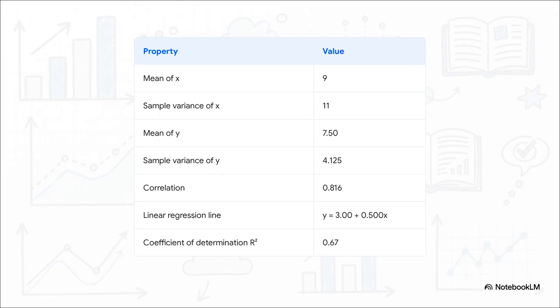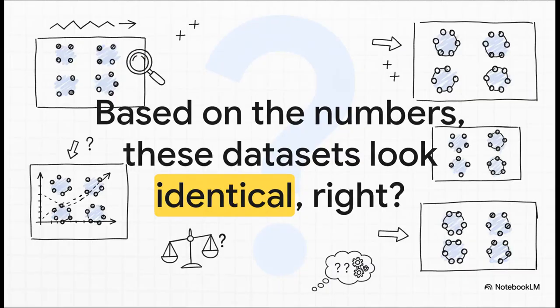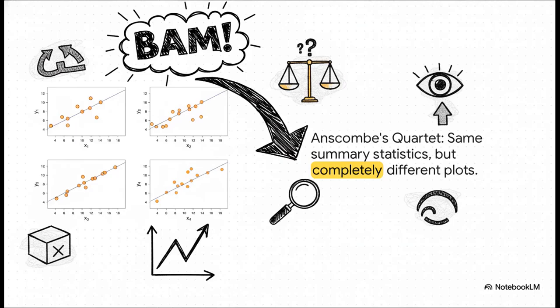Now notice something weird. The average of X is the same. The average of Y is the same. The correlation is the same. I mean, all the key numbers are basically identical. So, just by looking at the numbers, you would be totally justified in thinking these 4 data sets are telling the exact same story, right? And nope, not even close.